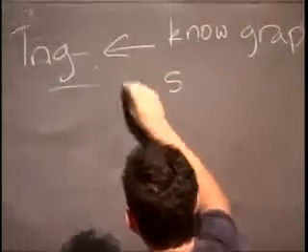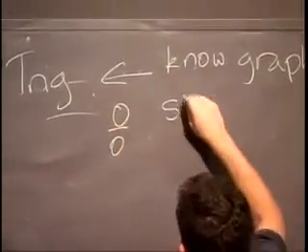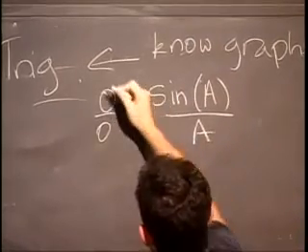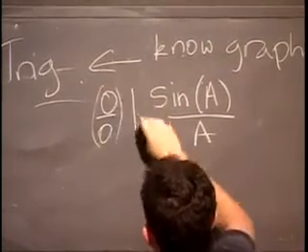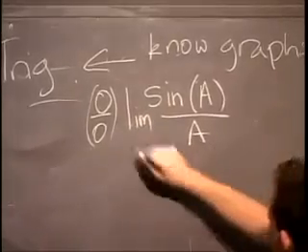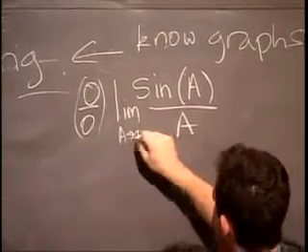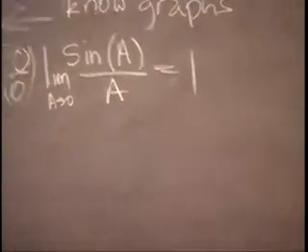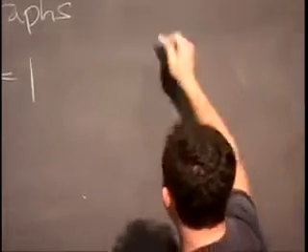Now, if you're in the 0 over 0 case, you probably need to use the fact that the limit of sine A over A as A goes to 0 is 1. But don't forget, it's not just sine of x over x. It could be sine of any small quantity over the same small quantity. So don't forget to multiply and divide by that same quantity.